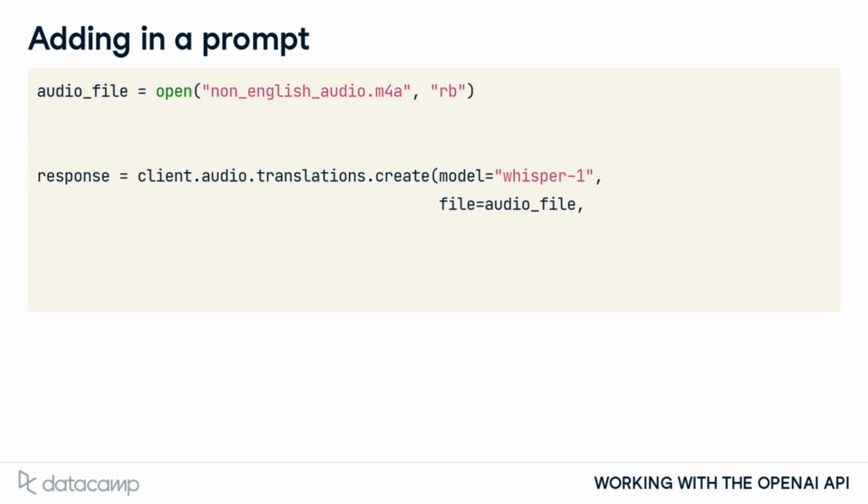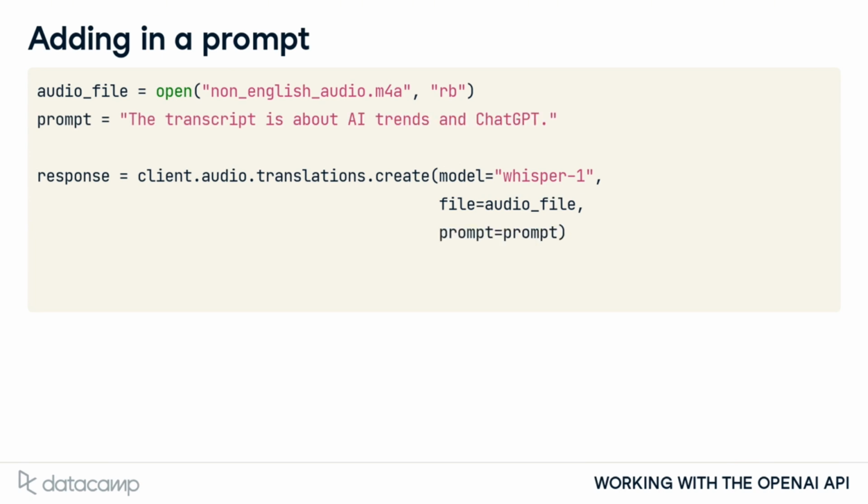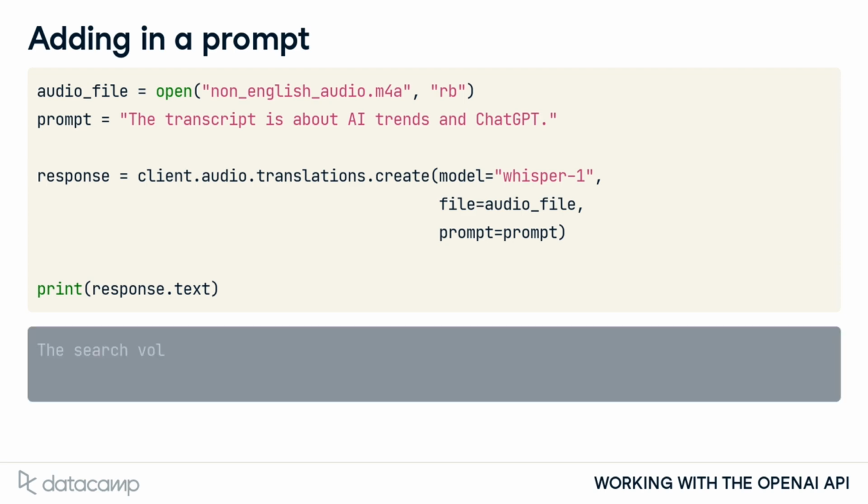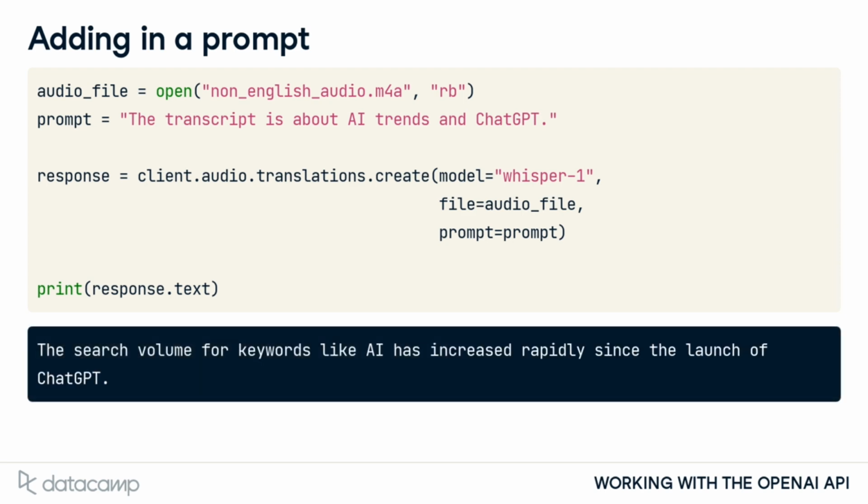Let's assume that we know the audio discusses AI trends and ChatGPT. We can define a prompt with this context and pass it to the prompt argument. Printing the response shows that, with a little extra context, the model was able to accurately determine the correct spelling and style of the words. In this example, the original response was already pretty close to what we wanted, but for other cases, it's possible to see quite dramatic improvements using prompts.